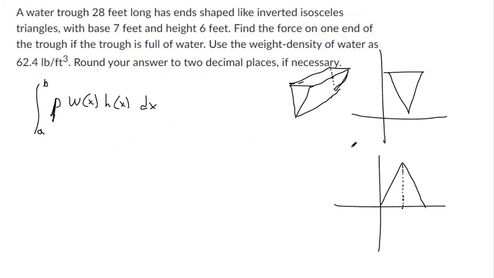How high is this thing? This thing is 6 feet, so we could integrate from 0 to 6. The weight density of water is 62.4. The width I haven't determined yet, but it's going to be in terms of y, because I'm saying my height is my variable of integration. So that's how my height varies.